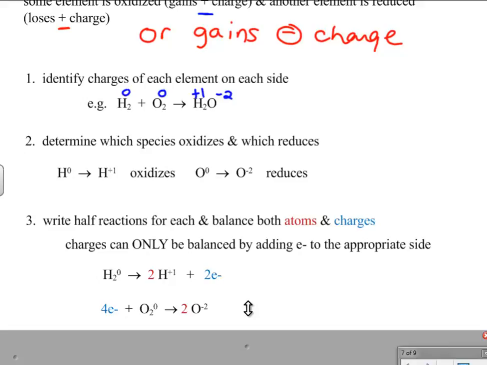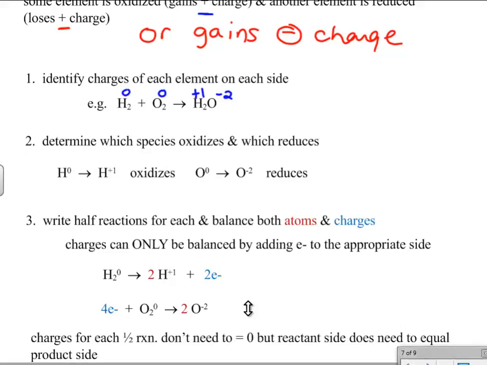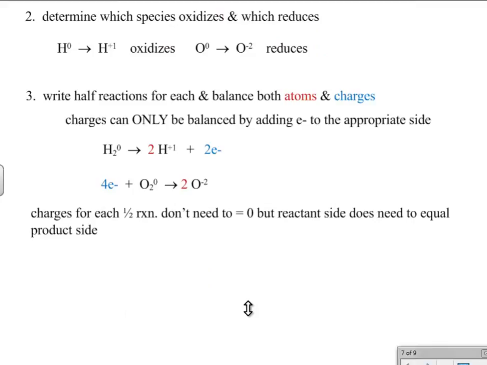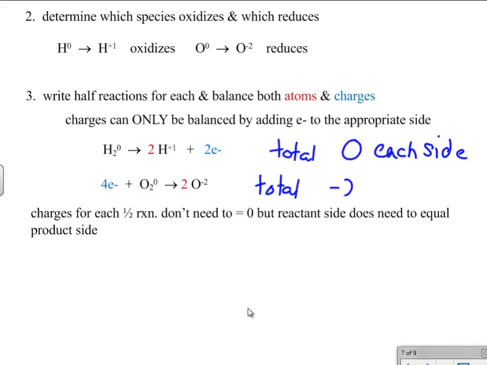For oxygen, we have 2 on the left in O2, so we need 2 O2- on the right. Now we have a total charge of -4 on the right, 0 on the left, so we add 4 electrons on the left. So now each half reaction is balanced. Total atoms are balanced, total charge is balanced. The charge on each half reaction doesn't necessarily have to equal 0, but the charge for each half reaction has to be balanced, reactants and products.